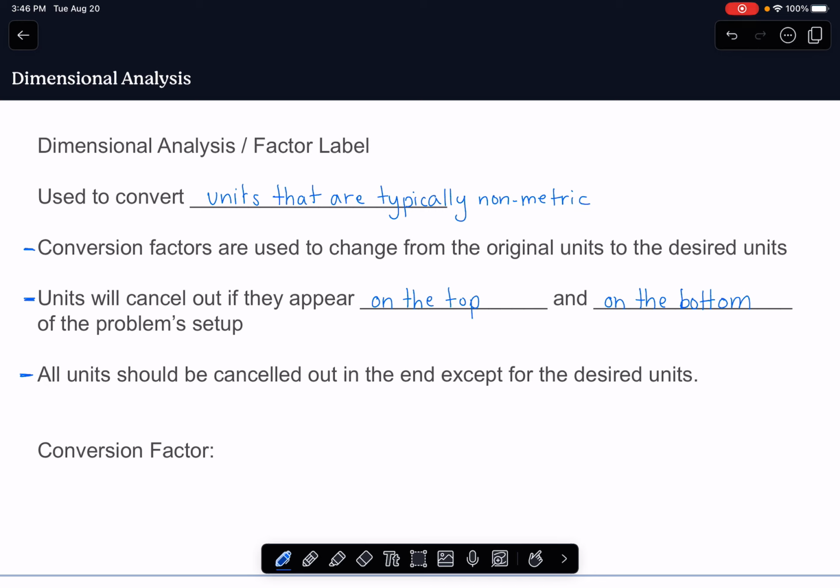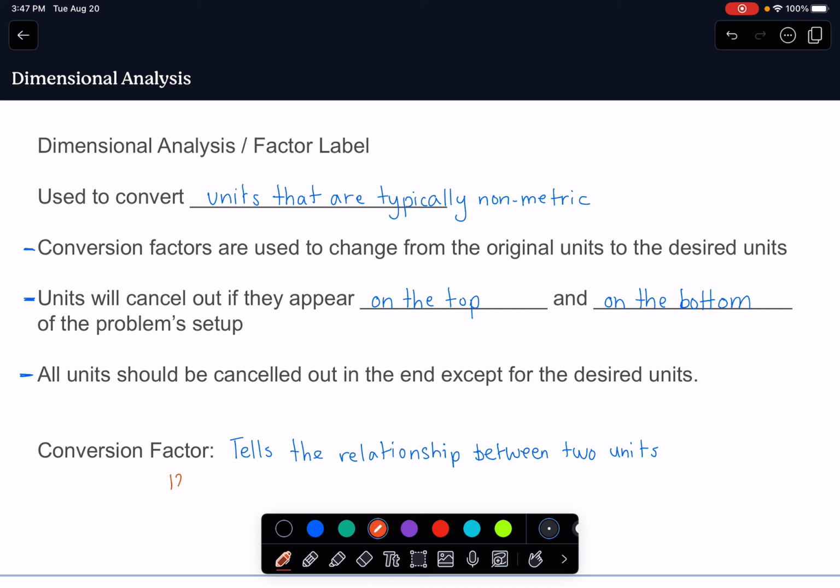So what is a conversion factor? A conversion factor tells you the relationship between two units. You probably already know a lot of conversion factors just off the top of your head. So one example of a conversion factor would be 12 inches is equal to 1 foot. That's the relationship between inches and feet. And I know that something that is 12 inches long is also going to be 1 foot long. It is the same amount of length.